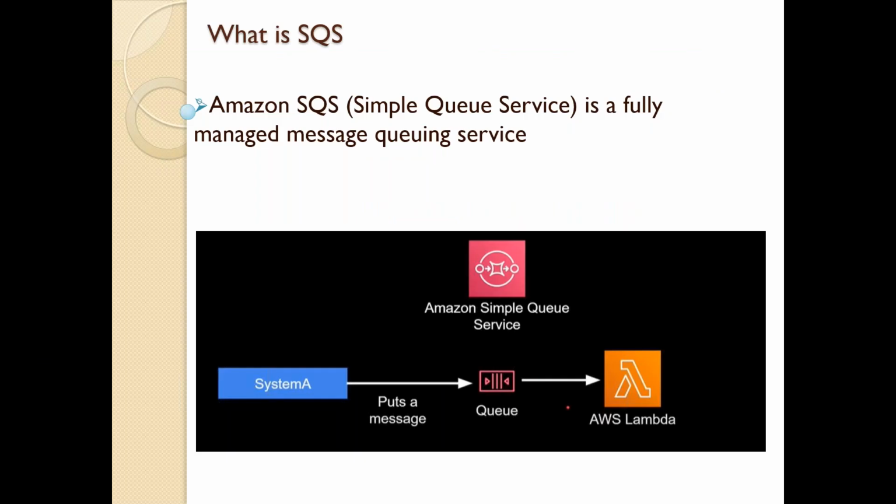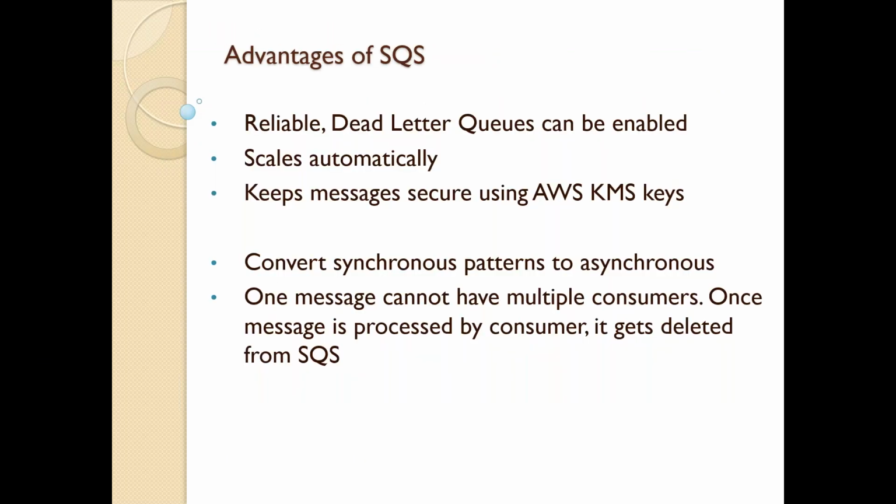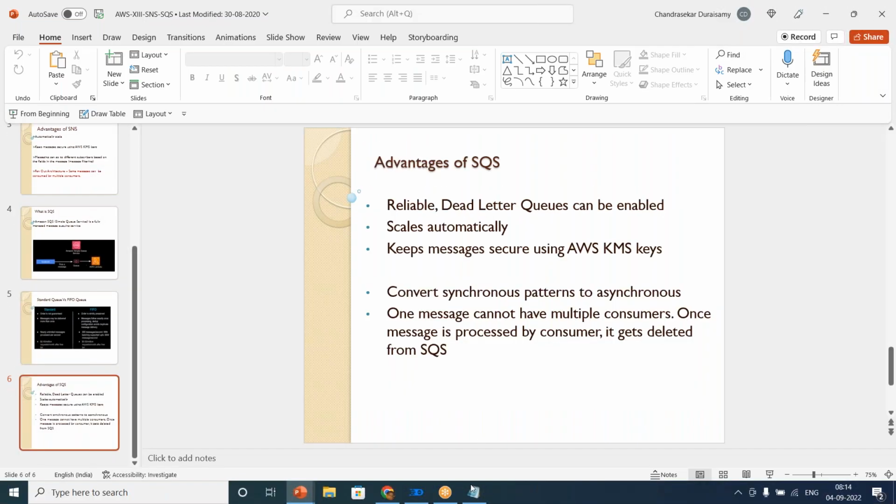With a dead letter queue, all the unprocessed messages can be sent to it. This also scales automatically, and the messages are secured using KMS. You can convert all synchronous patterns to asynchronous patterns. This is what we saw, right?